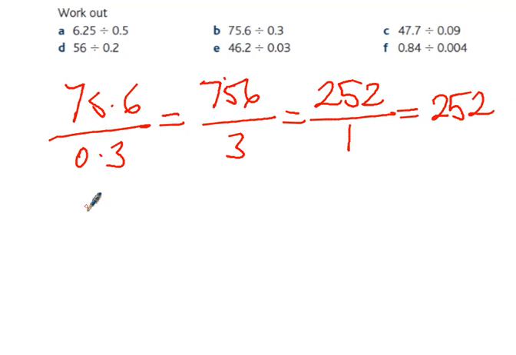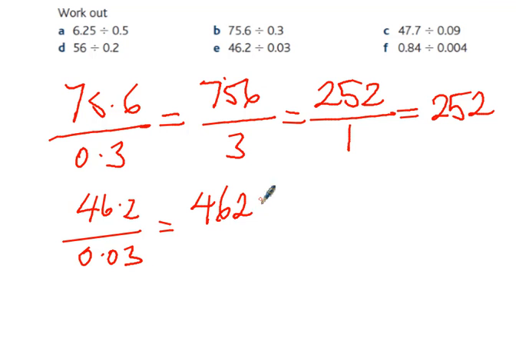Looking at this question here where I've got 46.2 divided by 0.03, multiplying the numerator and denominator by 10 will mean that I've got 462, but I'm still going to have 0.3 on the bottom. So looking at the number of decimal places, I'm going to multiply by 100. So let's multiply this top number by 100, 4,620, the bottom number by 100, 3.